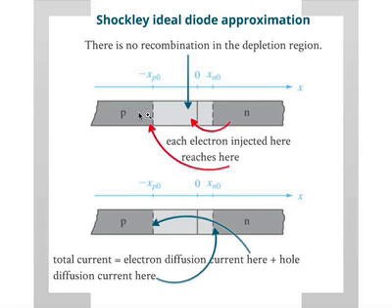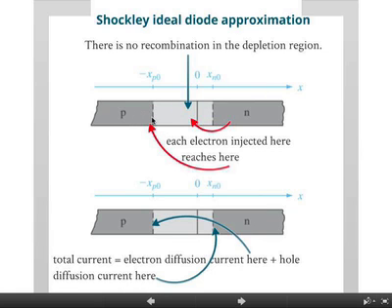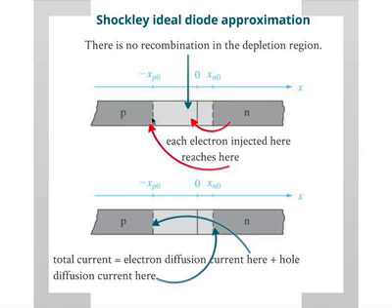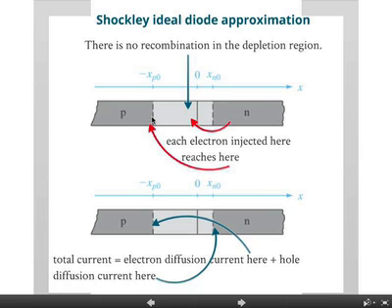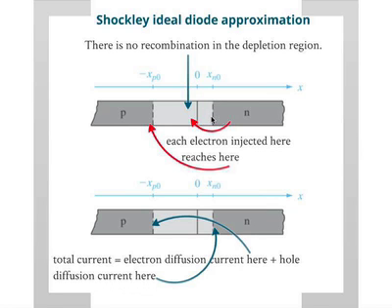Okay? So to calculate total current, if you want to do this rigorously, I need to calculate at one location the electron current and the hole current. But instead, what we will do is calculate the diffusion electron current here and the diffusion hole current here, and assume that they are basically the same at the other location. Then we can add them up. Okay, that's what we'll do.